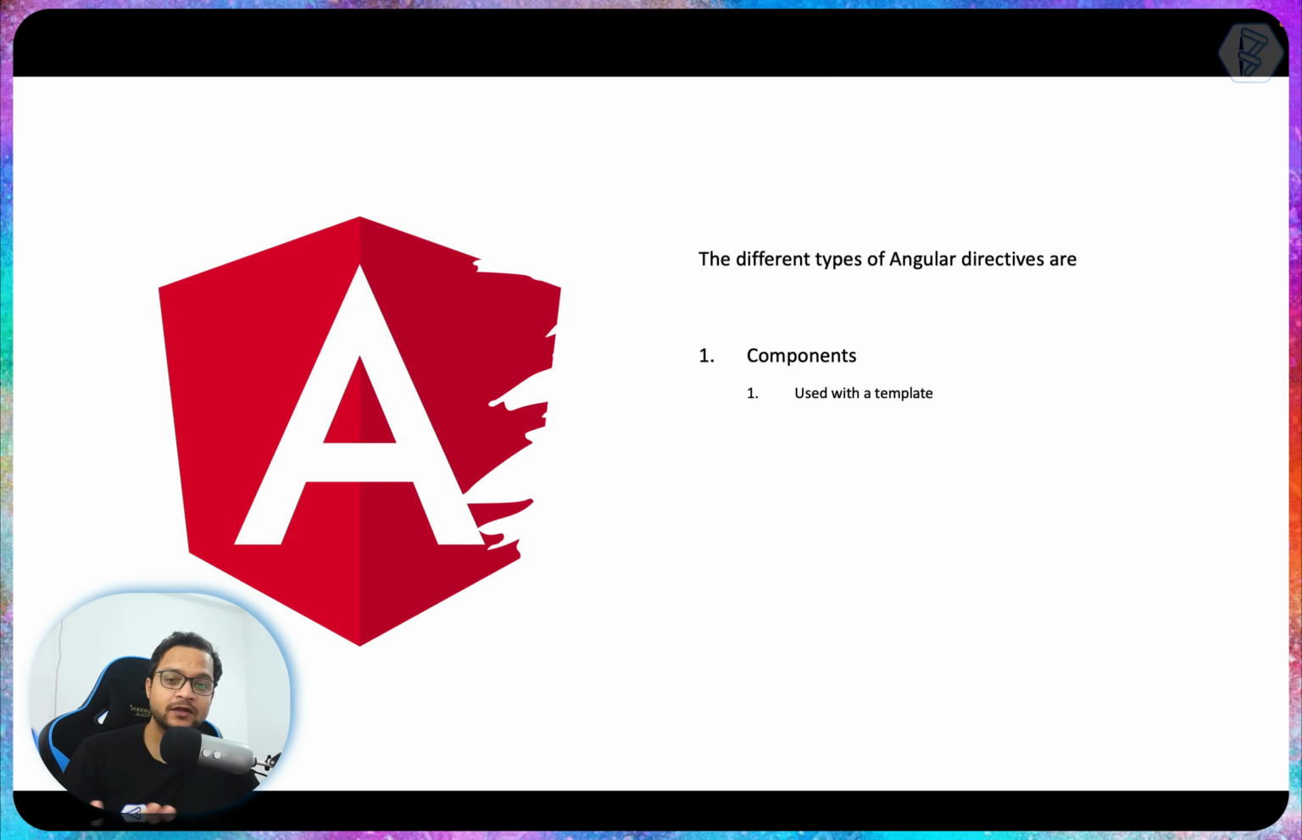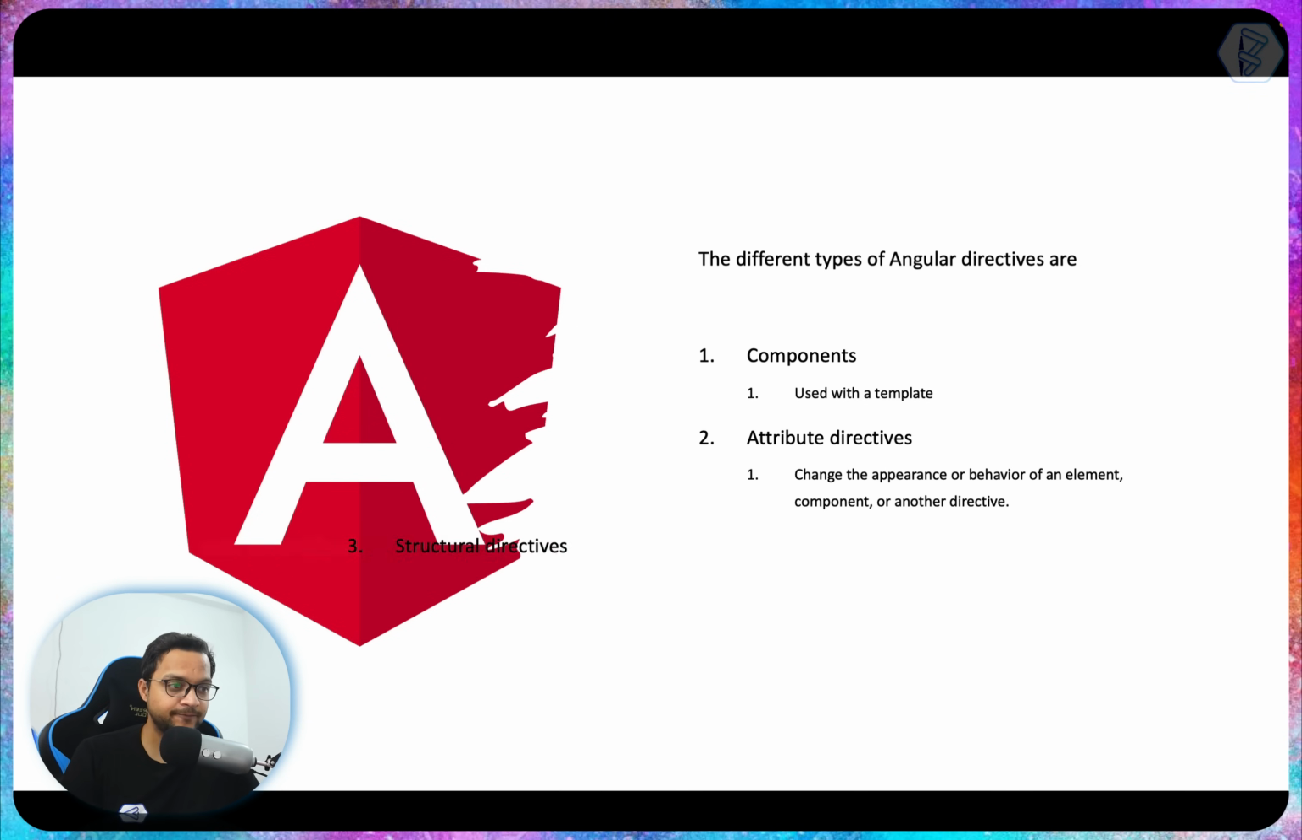So we know we can use the component with the template. Second is attribute directives. So what are attribute directives? Like the classes and the styles and the values. If we can manipulate this with some directives, that is attribute directives, and it changes the behavior or appearance of an element, component, and other directives.